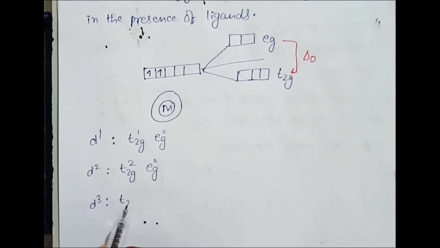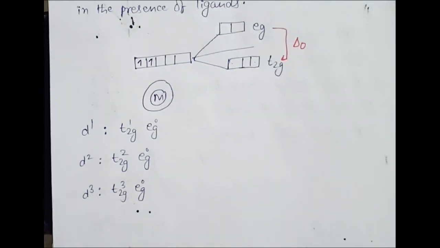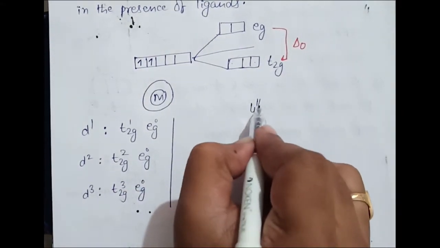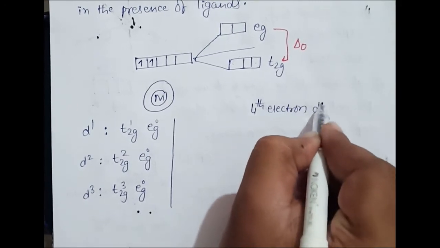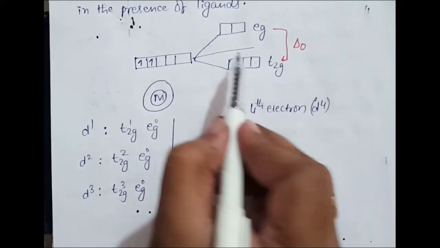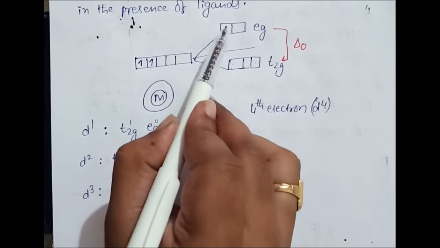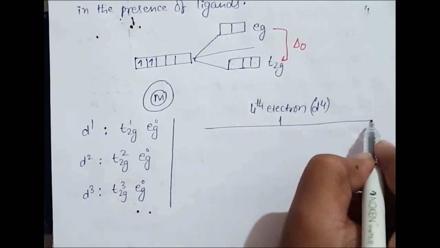If I have a d3 system, the third electron will come to t2g. So you can say t2g3 eg0. But now in the case of the fourth electron, or I can say d4 system, the fourth electron may pair up in the t2g orbital or may go to eg. There are two chances, two possibilities.